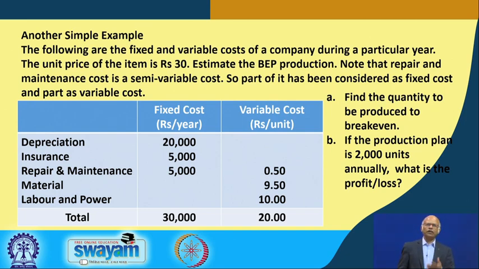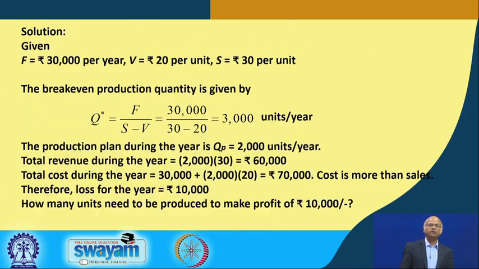Now the question is, find the quantity to be produced to break even. The second question is, if the production plan is to produce 2000 units annually, what is the profit, and what is the margin of safety? There can be several other questions. Here fixed cost is 30,000 per year, variable cost is 20 per unit, selling price is 30 per unit.